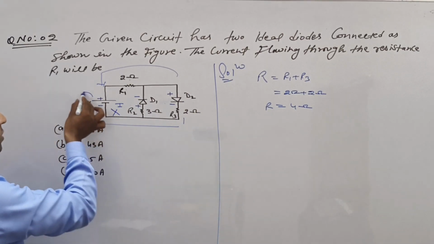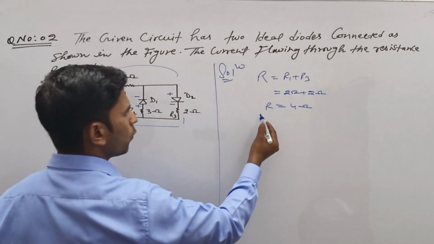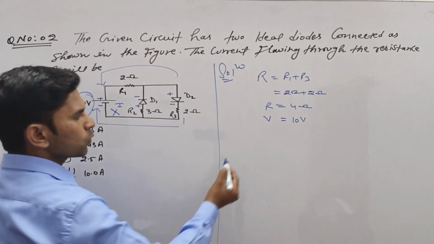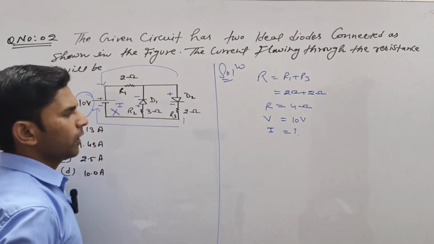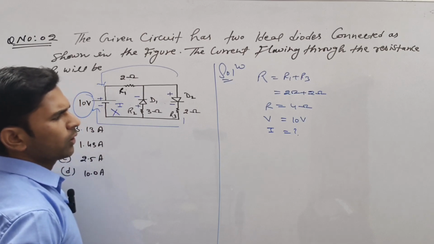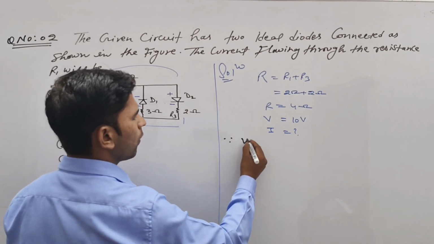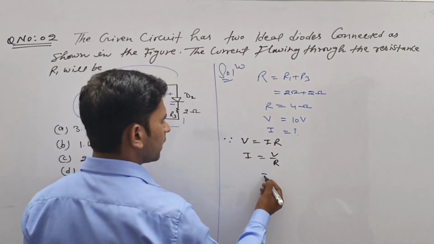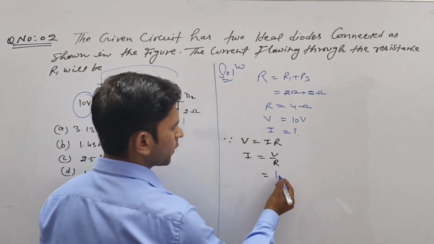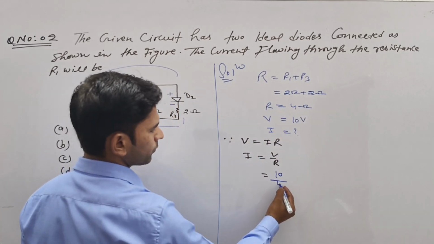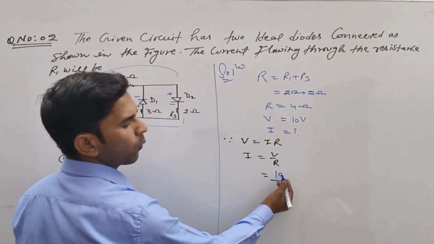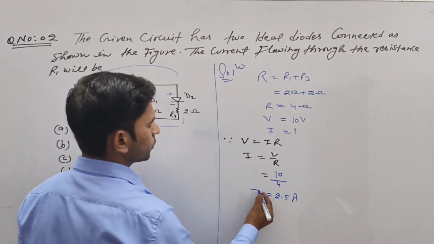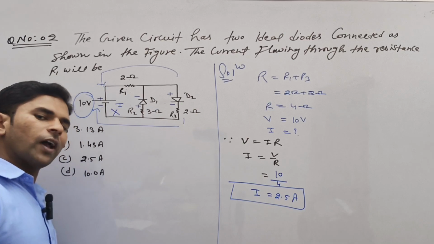Here this one is showing the applied voltage. So V is equal to 10 volt. Yes or no? We need to find I. According to Ohm's law, V is equal to IR and I is equal to V over R. So you can just apply the values. What is the value of V? V is 10 and R is 4. So 10 volt over 4 ohm, you will get 2.5 ampere. So the current value will be 2.5 ampere.